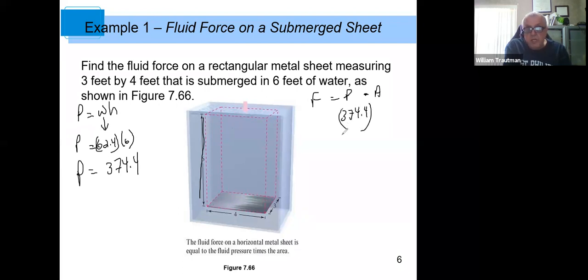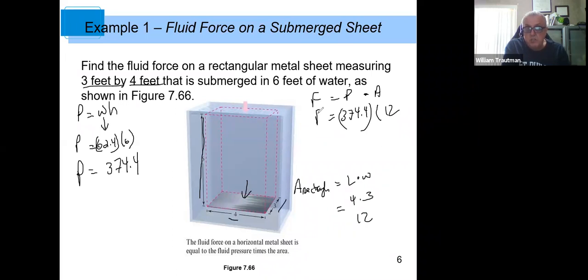So I'm going to bring 374.4 over here. Now we need to find the area of this rectangle, and the area of a rectangle is length times width. Length, you can call it 4. Width, you can call it 3. So the area is 12. I'm assuming it's feet, yes. Everything's feet, so times 12, and then it tells us our force.